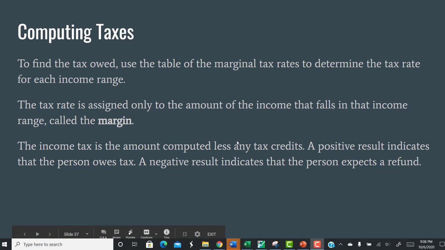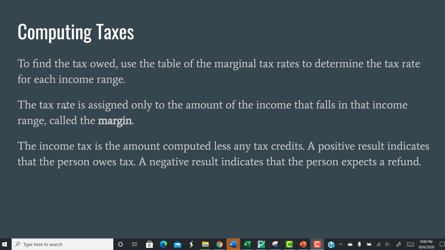This video is intended to help with number 6 and 7 in section 4E. So when you're computing your tax, to find the tax owed, you'll be given a table and you'll need to find the particular tax rate. Most of your homework gives you the particular table necessary. So you'll use the table to determine the tax rate for income ranges.